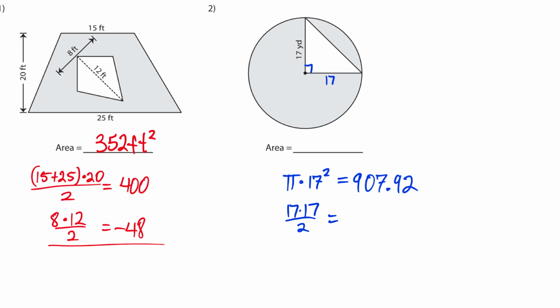Say it with confidence. It was a little better. That'll do. Okay. So 907.92 minus 144.5. What is that? 763.42. Okay. Square yards.